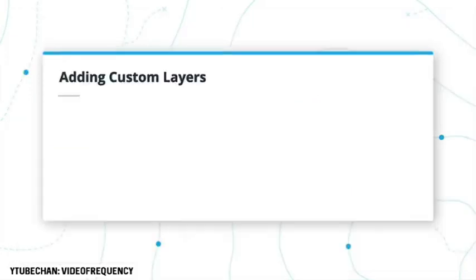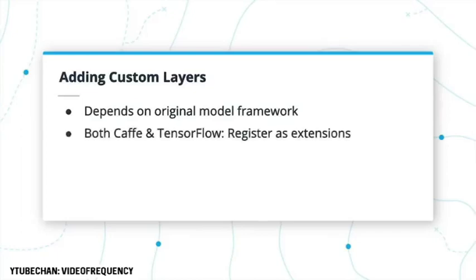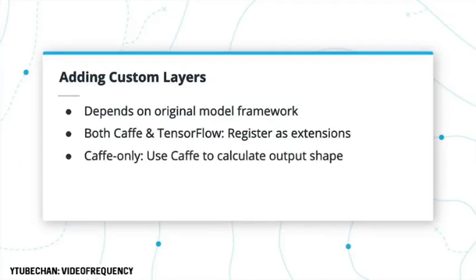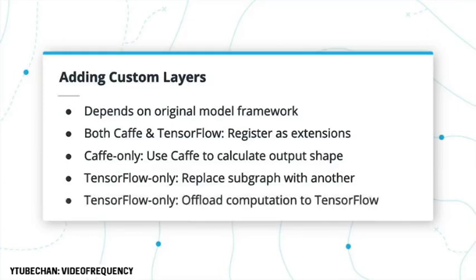To actually add custom layers, there are a few differences depending on the original model framework. Let's look at the process for Caffe and TensorFlow. In both, the first option is to register the custom layers as extensions to the model optimizer. For Caffe, the second option is to register the layers as custom, then use Caffe to calculate the output shape of the layer. In order to do this, you'll need Caffe on your system. For TensorFlow, its second option is to actually replace the unsupported subgraph with a different subgraph. The final TensorFlow option is to actually offload the computation of a subgraph back to TensorFlow during inference.